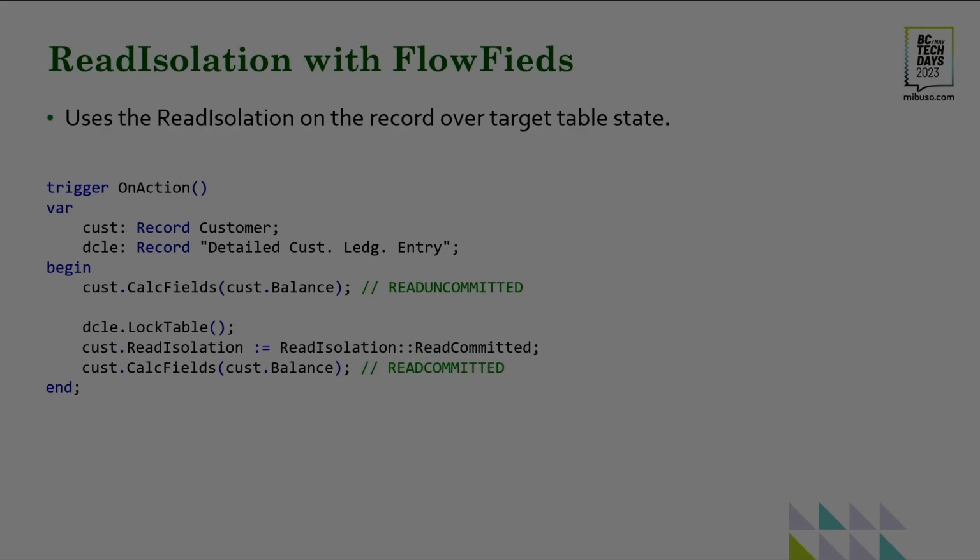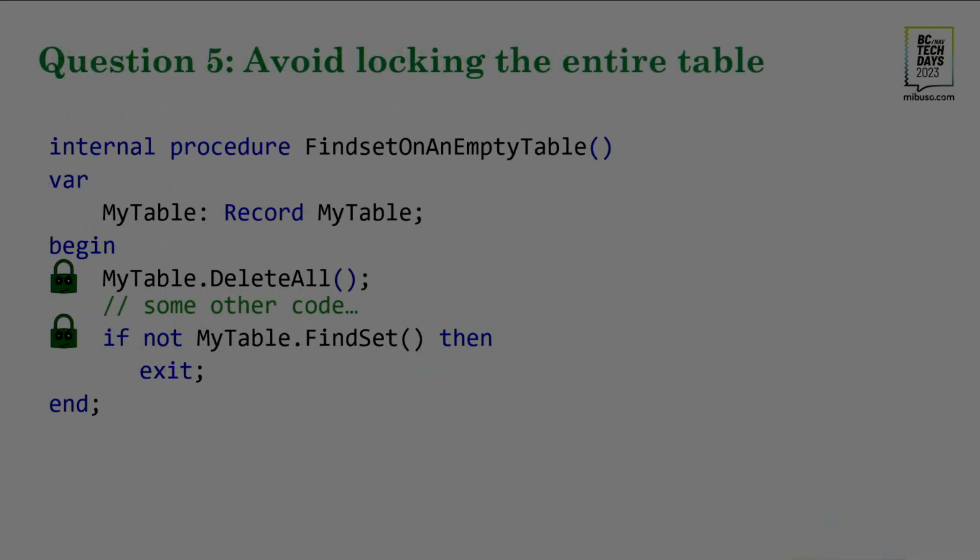So you can also override the FlowField behavior, even though the FlowField has something that's called LockTable on it. You can also override that with record ReadIsolation. Yes, and this is a great addition, and many developers are simply not aware that you can optimize the FlowFields by simply setting it on the parent record. So it's excellent for avoiding locks on the calc fields.